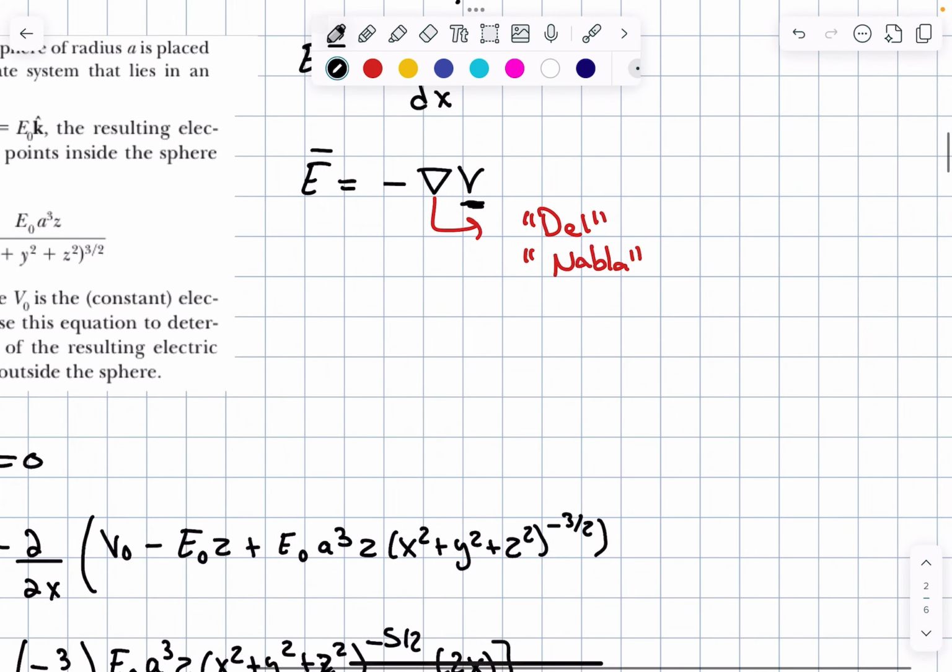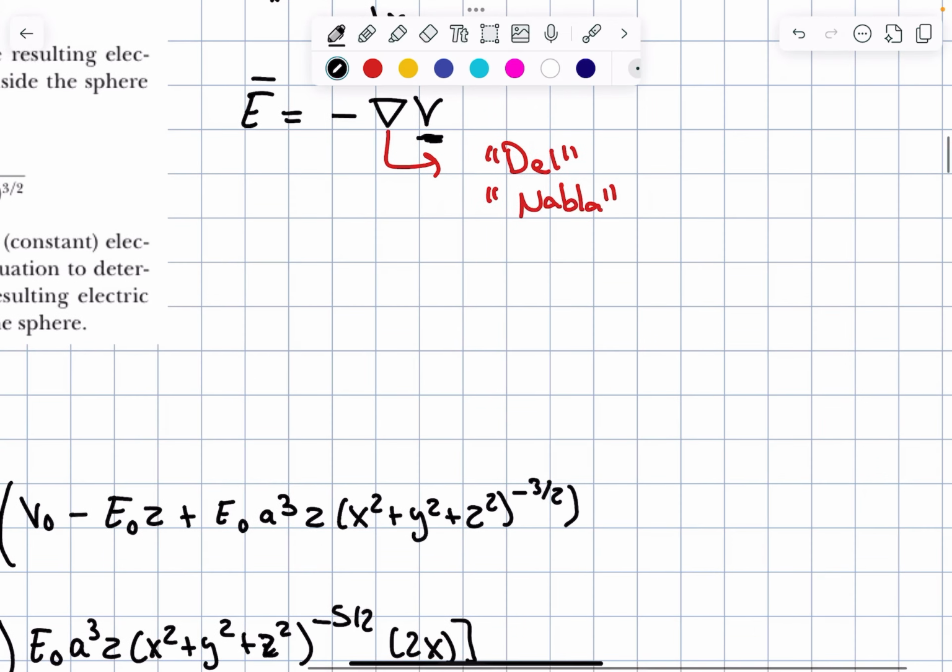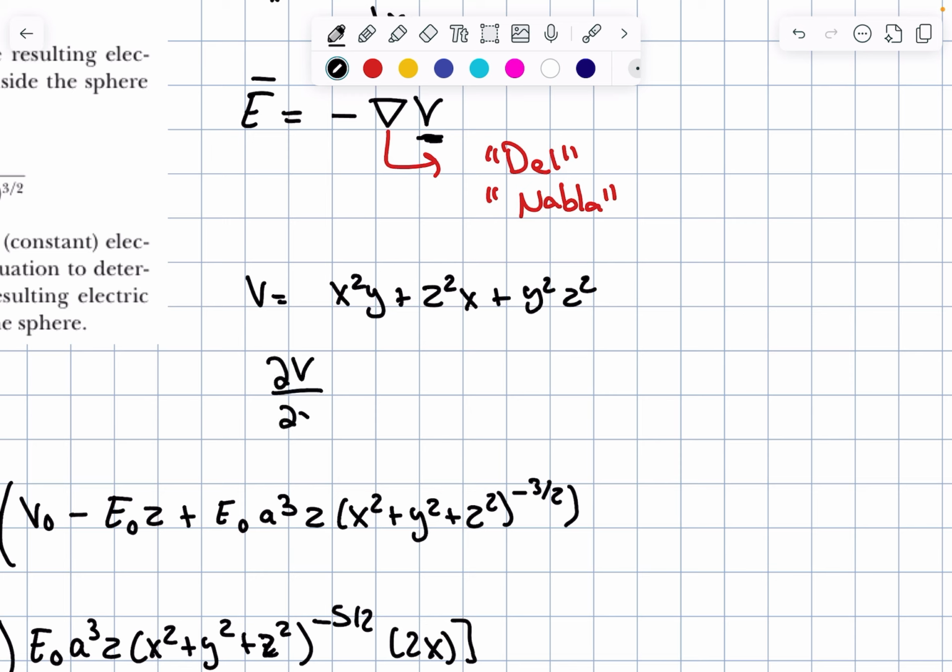So this is actually not that difficult. For instance, if I have V equal to, let's say, x squared y plus z squared x plus y squared z squared, and I were to ask you, what is the partial derivative of V with respect to x? What you do is essentially call everything that's not x constant. So that's a constant, constant, constant, constant. The only thing that we care about is the x. So then here, it's 2x times y, plus the derivative of x is 1, so z squared. These are constants, so plus 0.